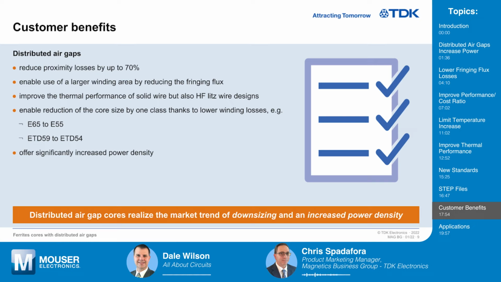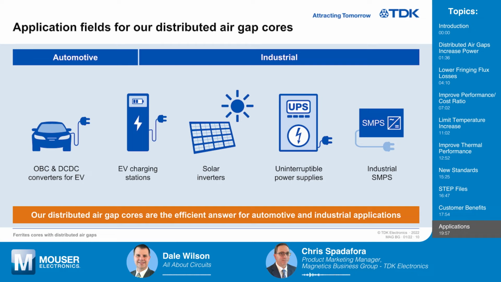Now, segueing from that is the charging station. And it's not just EV charging stations, it's big material handling charging stations. Anywhere where you're looking at that big, chunky magnetics with a big gap. These are perfect applications. And of course, let's move on into the industrial side of this slide. Solar inverters, any UPS, and any industrial switch mode power supply are perfect candidates for a distributed gap product when we look at the overall design of these magnetics.